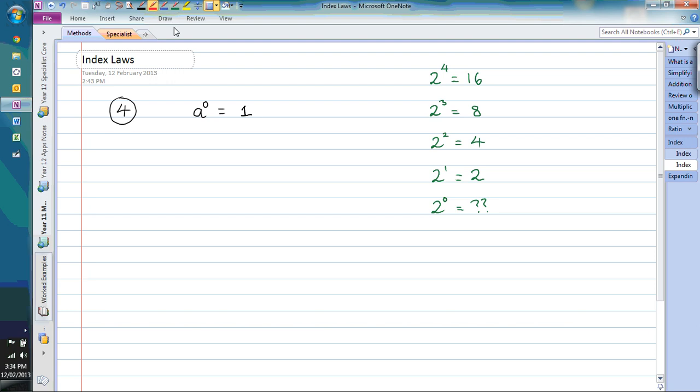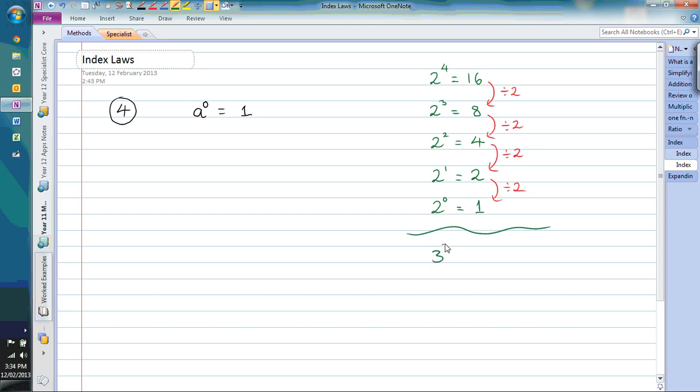Well, to work out what it should be, we can look at the pattern on this right-hand side. How are we getting to each number from the previous one? 16 down to 8, well, I've just halved it there. 8 down to 4, I've halved that, or divided by 2. 4 down to 2, well, that's half of that. So half of 2, if I divide it by 2 again, I'm going to get 1. So with powers of 2, it kind of makes sense that 2 to the 0 would be 1.